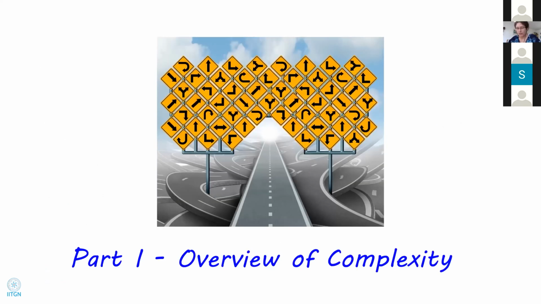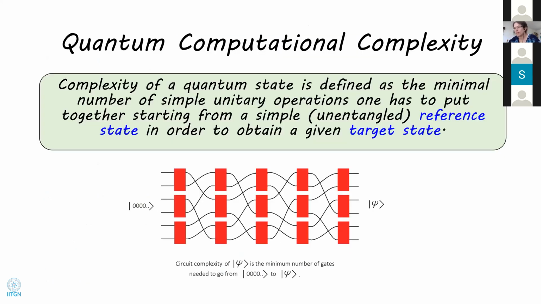So first things first, I start with a definition. What is quantum computational complexity? Complexity is a property of a quantum state, which is defined as the minimal number of simple unitary operations that one has to put together, starting from a simple reference state in order to get to a target state of interest. So in simple words, it's just how hard it is to build a given state, starting with a very simple state.